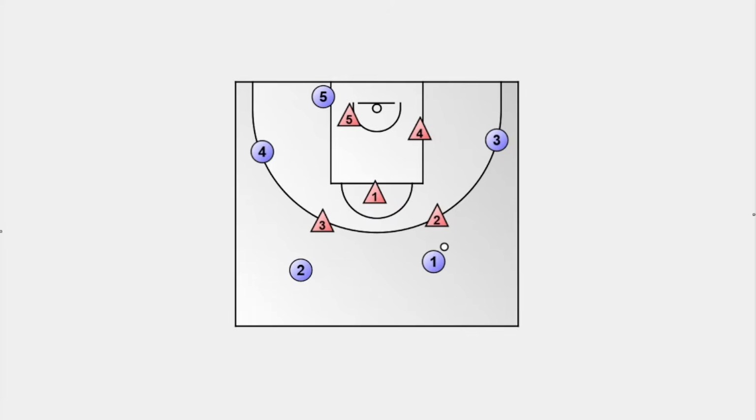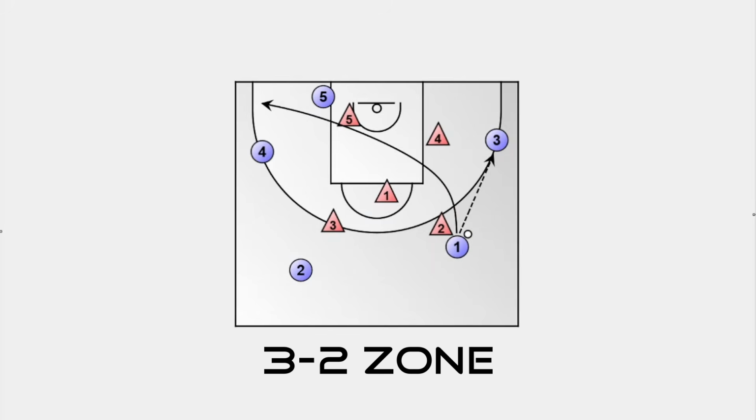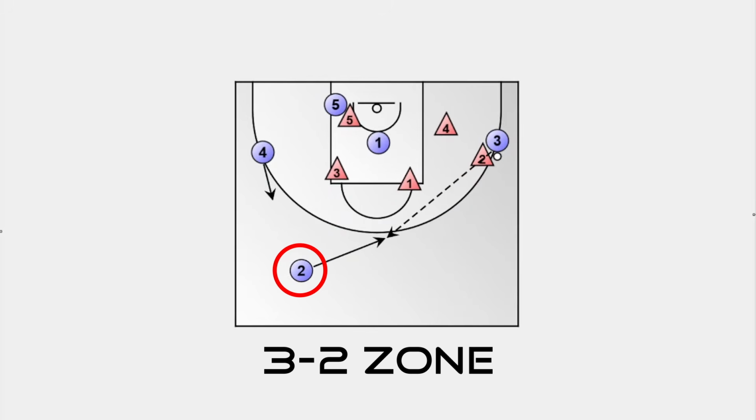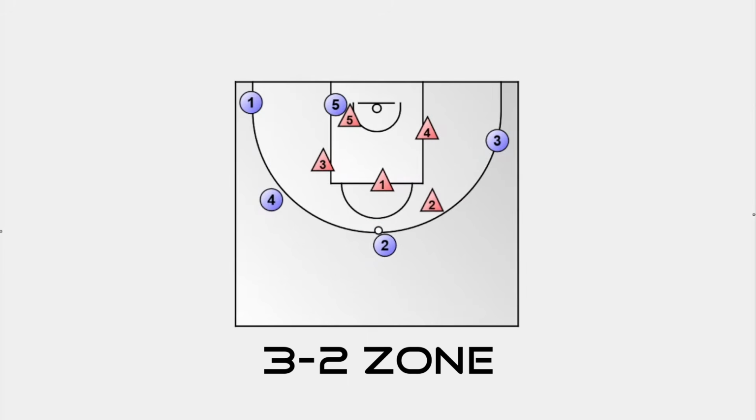Let's take a closer look to this situation against a 3-2 zone. It starts with a pass from top to wing and a basket cut all the way through the paint. The next player can fill the open spot and is wide open. It is a perfect example how to relocate in order to receive a pass in good position.